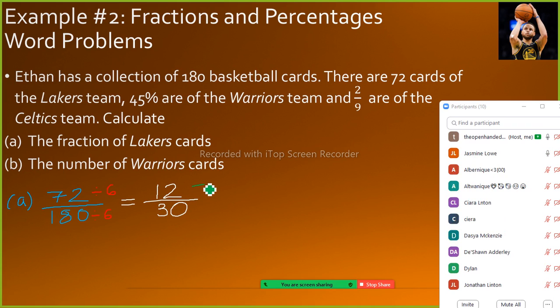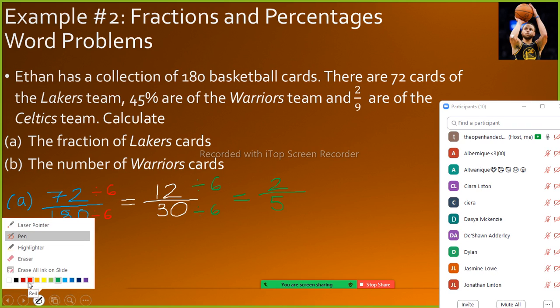So it looked like we should divide by 6 again. So 12 divided by 6 is 2. And 30 divided by 6 is 5. So the answer is 2 over 5. Okay, good. Now B.